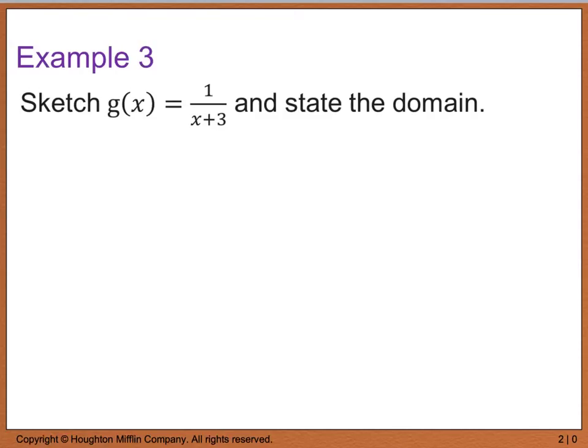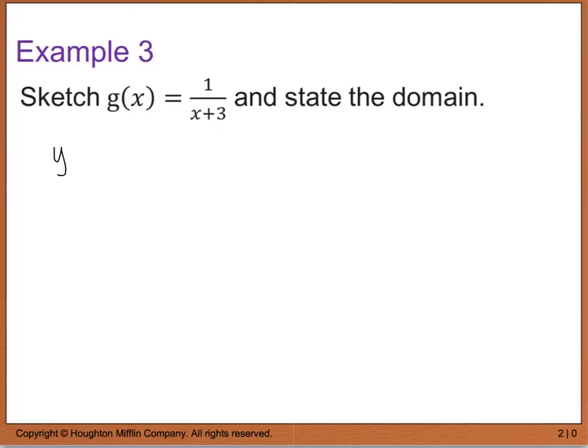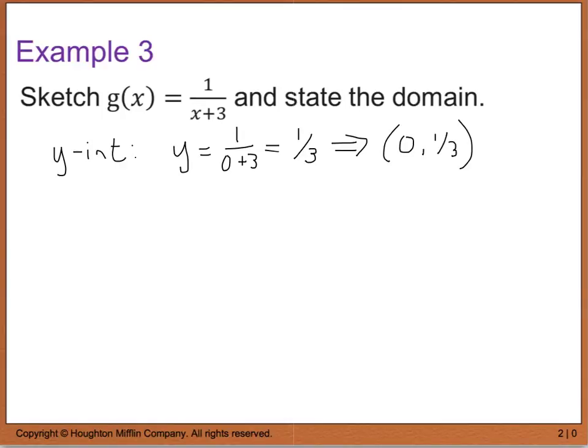So for example 3, we're going to sketch g of x equals 1 divided by x plus 3 and state the domain. So if we go ahead and figure out our y-intercepts, y-intercepts are found by setting x equal to 0. So we end up with y equals 1 divided by 0 plus 3, which is equal to 1/3. So that gives me the point 0, 1/3 to graph.